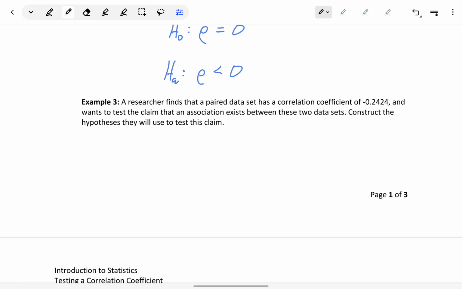And in example 3, we have a case where the claim is simply to test that an association exists. It doesn't specifically say positive or negative. So our null hypothesis would be exactly the same, but our alternative in this case, since we don't care about specifically positive or negative, would just be different than 0, or not equal to 0.